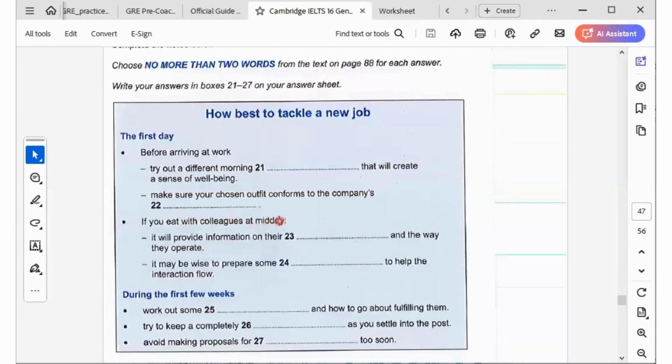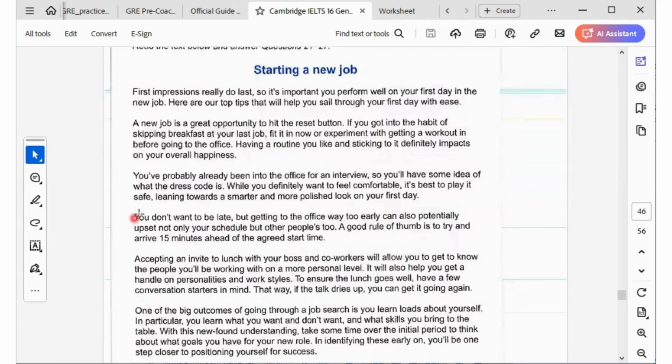If you eat with colleagues at midday, it will provide information on their dash and the way they operate. So eat with colleagues, that's a keyword. Provide information is another keyword here. Operate is another keyword here. So let's go back to the passage. So this is lunch. I can see lunch here. Lunch is what you eat in the afternoon. In that passage, they wrote midday. So this sounds like a good paraphrase here. So it says, accepting an invite to lunch with your boss and co-workers will allow you to get to know the people you'll be working with on a more personal level.